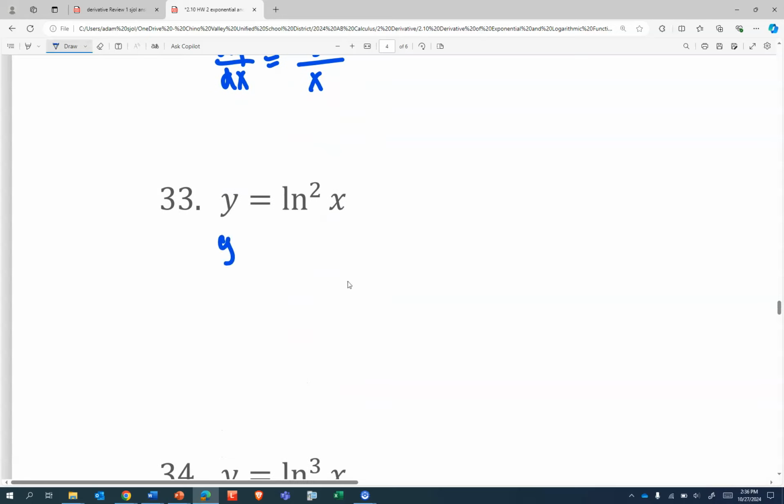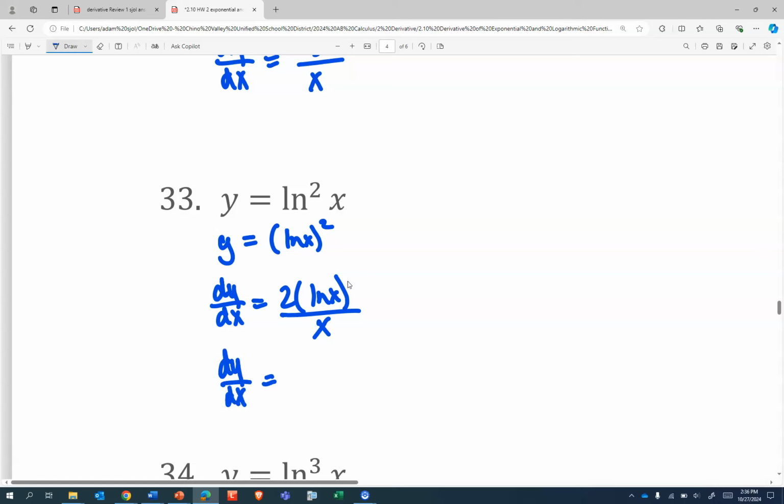Okay, so let's rewrite this just to make sure. This is natural log of x squared. And so we're going to deal with that chain rule first, 2 times natural log, and then times 1 over x. So I'm just going to write that x in the denominator. And if we want to be fancy, we should probably get rid of that 2 out front and write this as natural log of x squared over x.